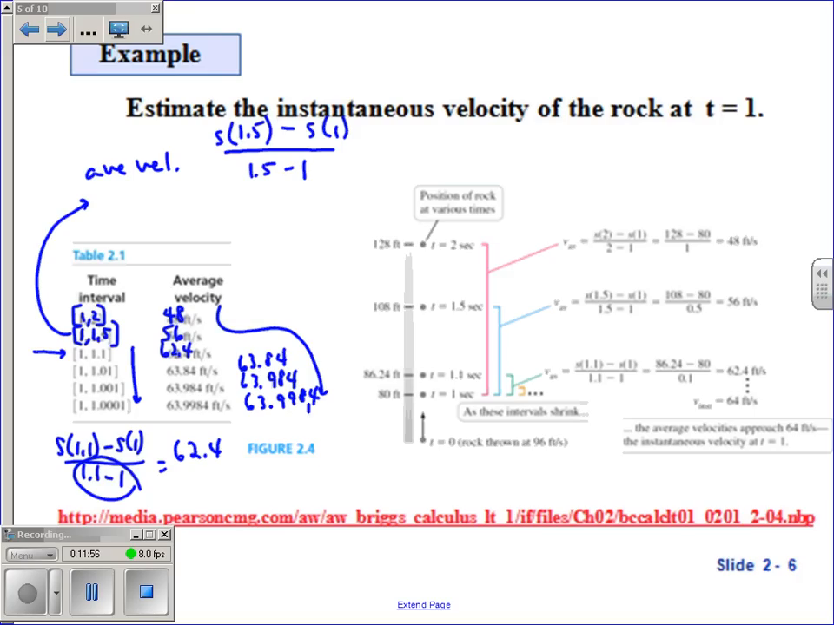They're getting closer and closer to the number 64, and this interval is getting closer and closer to just the single point where t was equal to 1. That's called our instantaneous velocity. So our instantaneous velocity here is going to be 64. That's the limit of the average velocities as the length of that interval decreases.